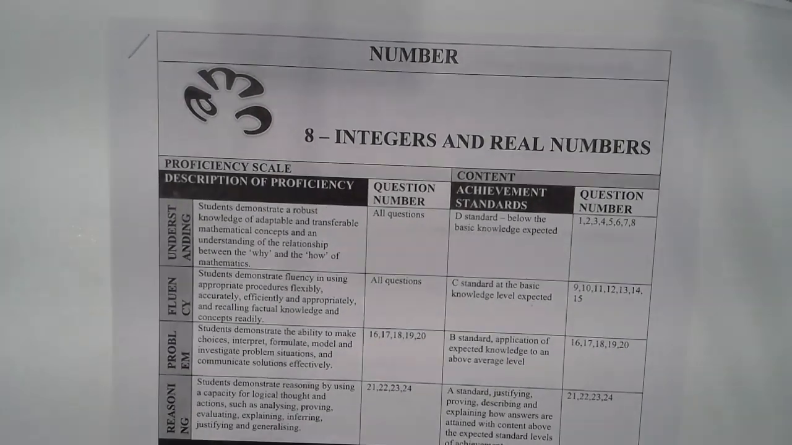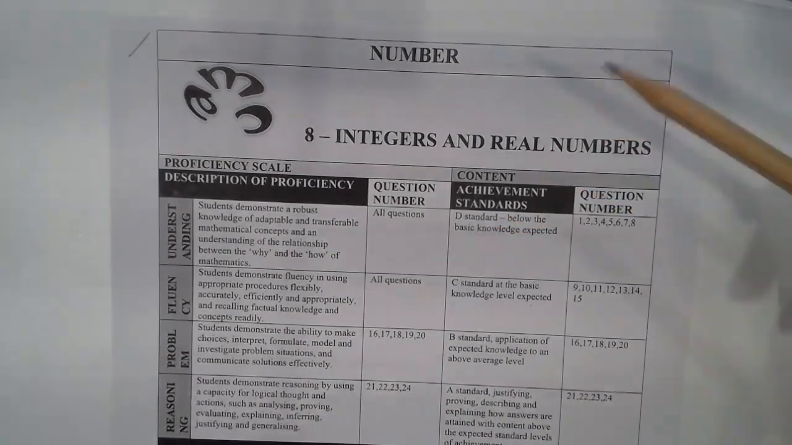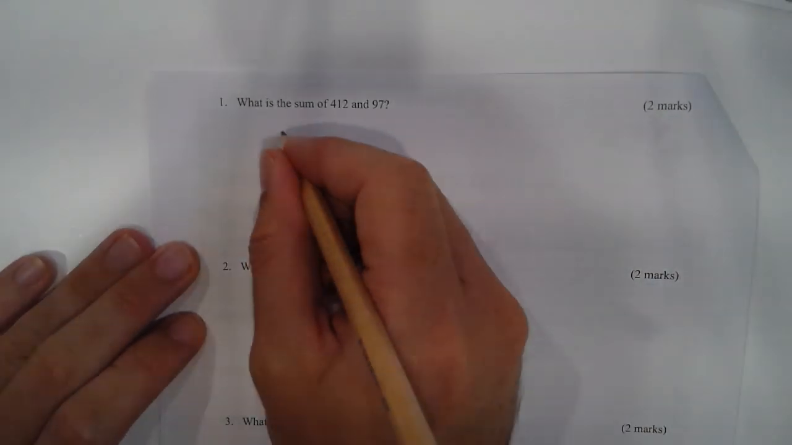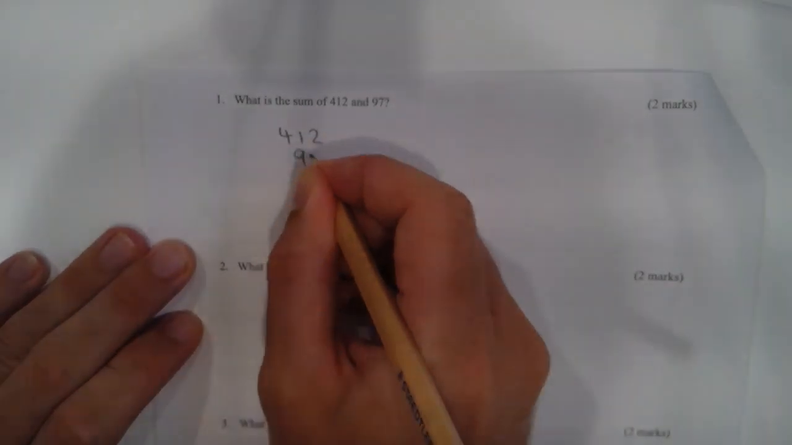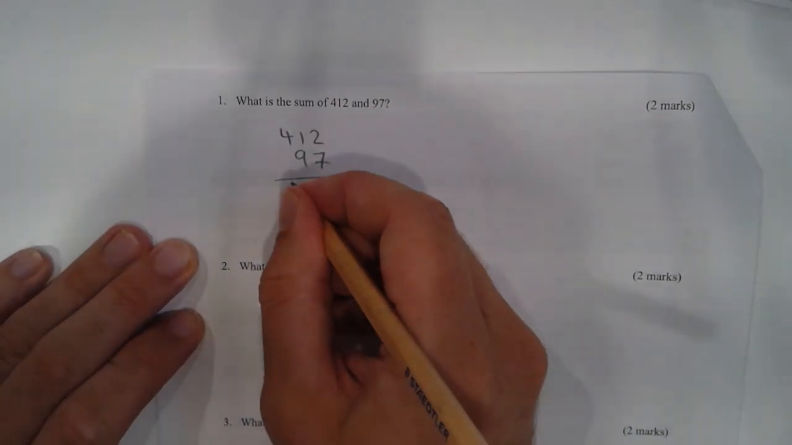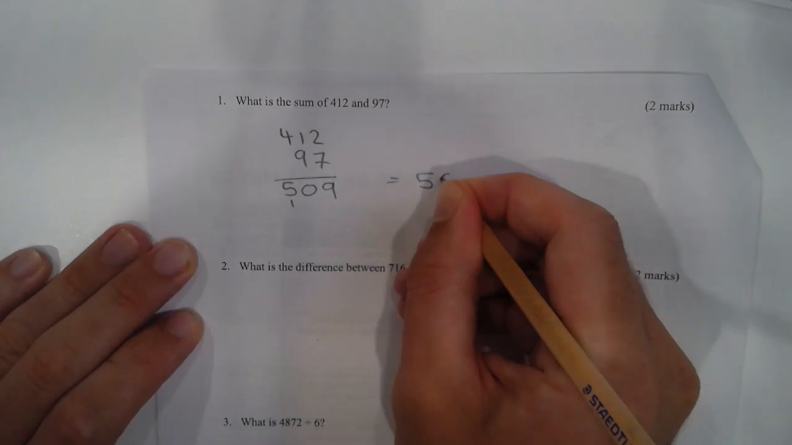Okay, so today I'm going through the Year 8 Integers and Real Numbers 2020 Maths exam, and let's see what we've got. Alright, number 1. What is the sum of? Well, that means addition, so I'm just going to add it up. 9, 10, 5. So the answer is 509.